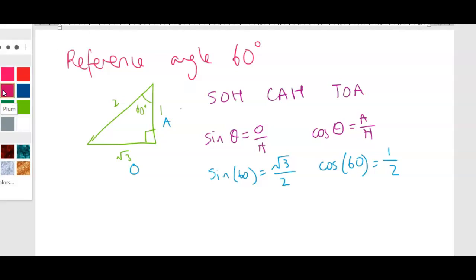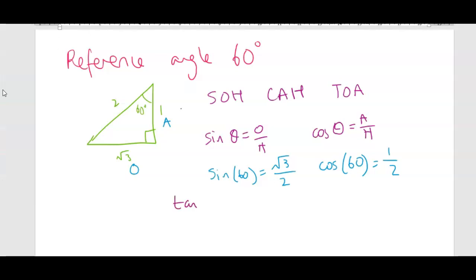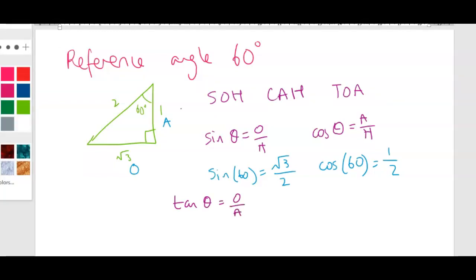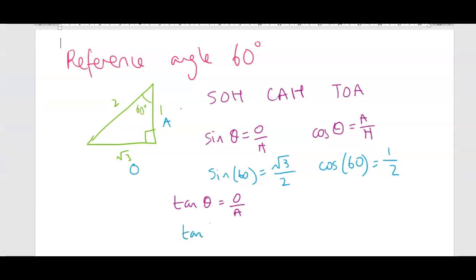And if you're sitting there thinking, why aren't I doing the tan graph? It's because it's slightly different to the cosine and the sine graph, so I just don't want to introduce too much at this stage. So tan of 60, your opposite side is root 3 and your adjacent side is 1. So that's square root of 3.